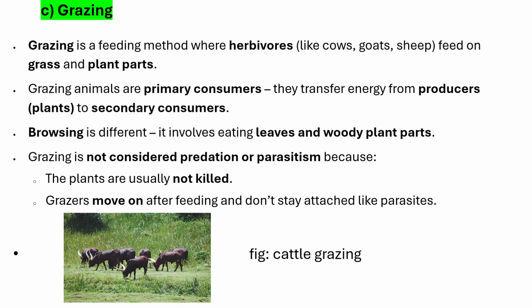Now, grazing. Grazing is the action done by herbivores like cows, goats, and sheep, in which they feed on grasses and other plants. So grazing is a feeding method that we see every day in our lives. We see it in our goats, we see it in our cattle.